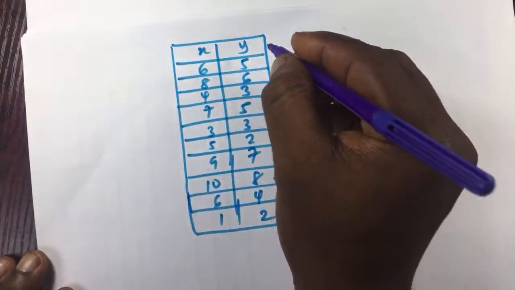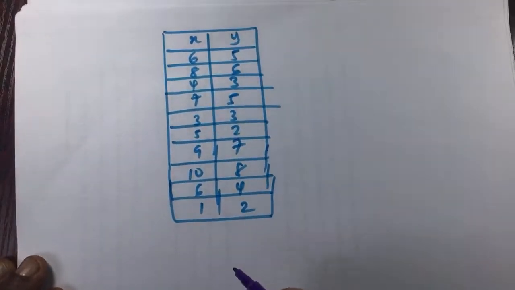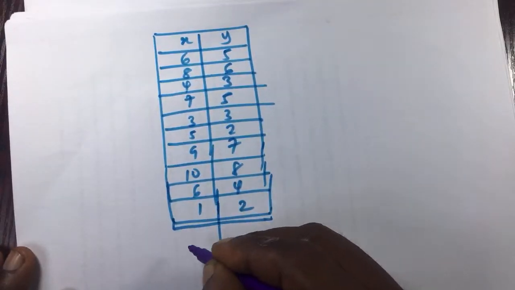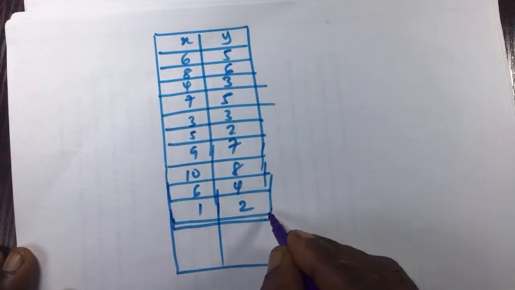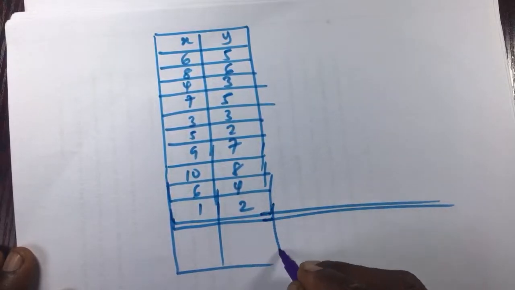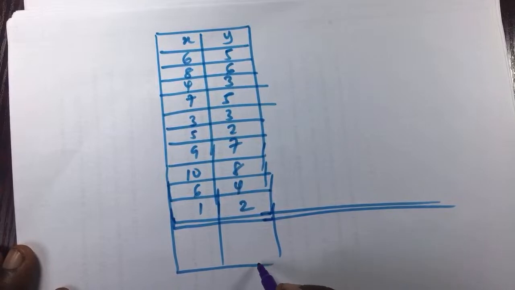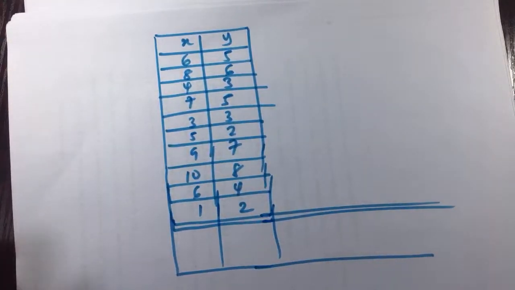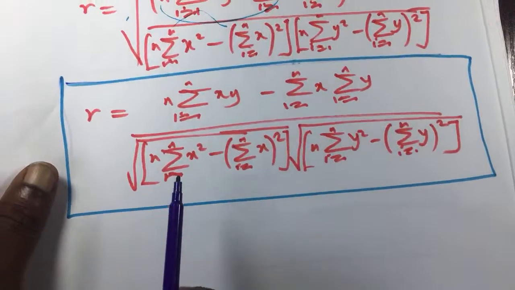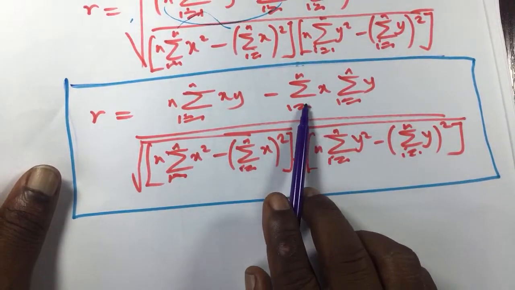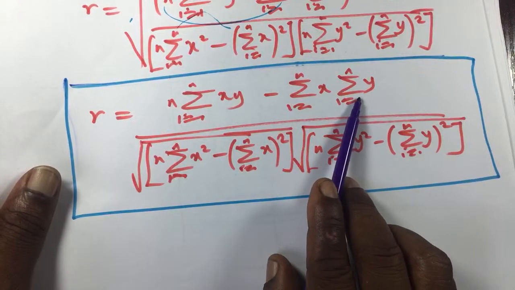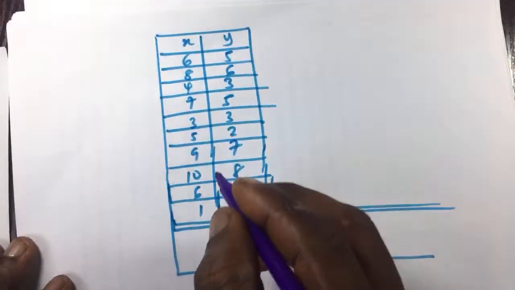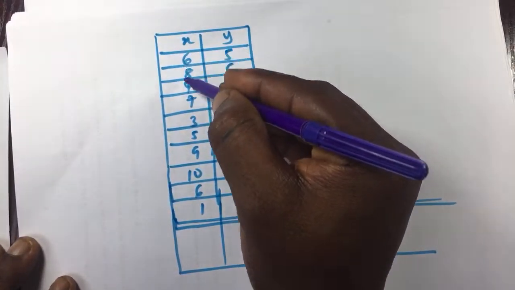Now, how to solve the problem will begin with you finding the totals for x and y. So if you are given a problem like this to find the correlation coefficient between x and y, all you have to do is draw out your table, getting the totals of x and the totals of y. Why am I getting the totals of x? In this formula, note that there is a total for x, there is a total for y, so we have to obtain it. And there is a total for the product of x and y. So you will come over here to start with and add everything under x.